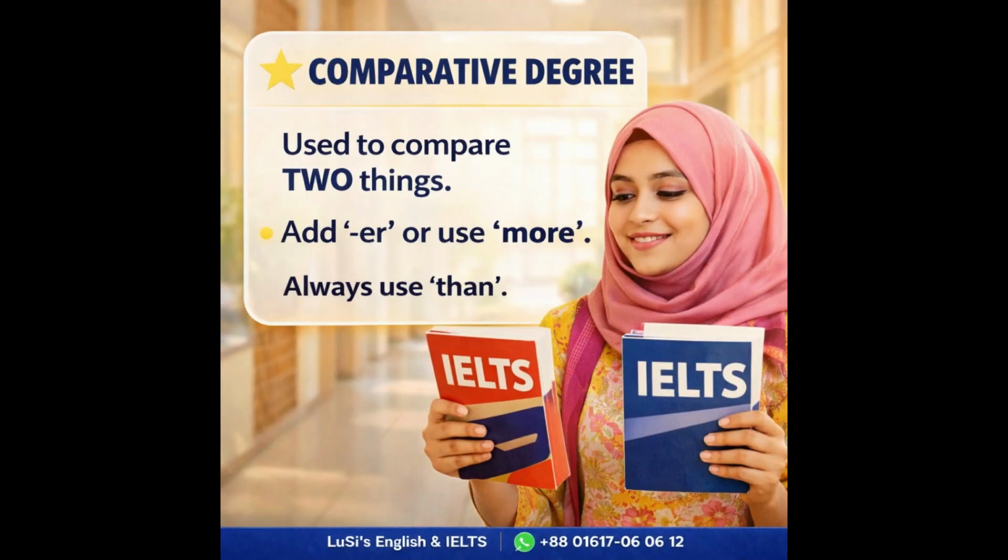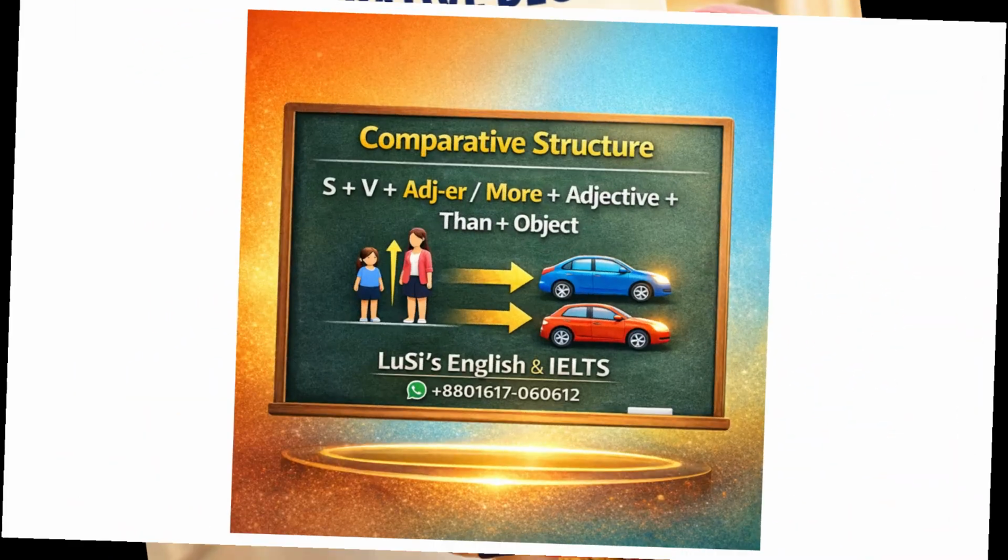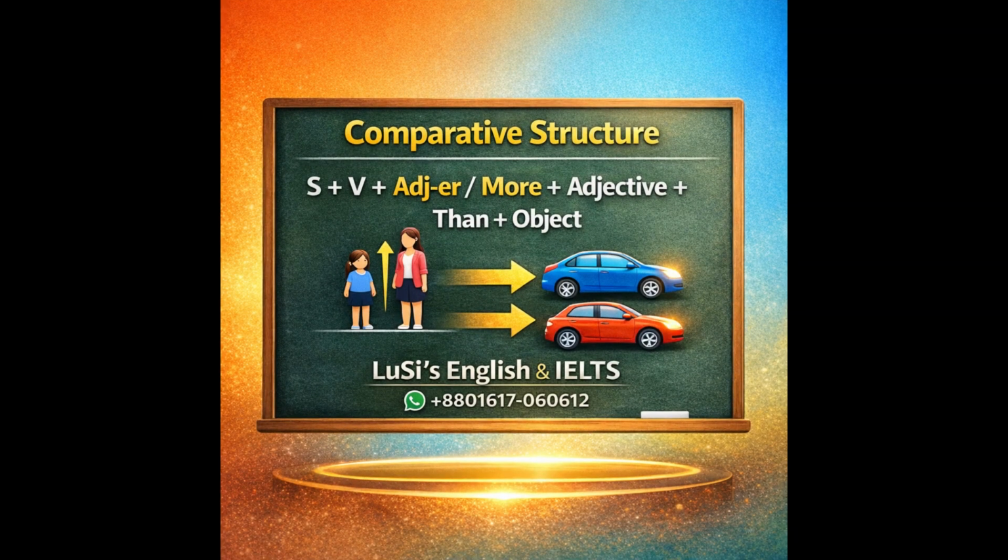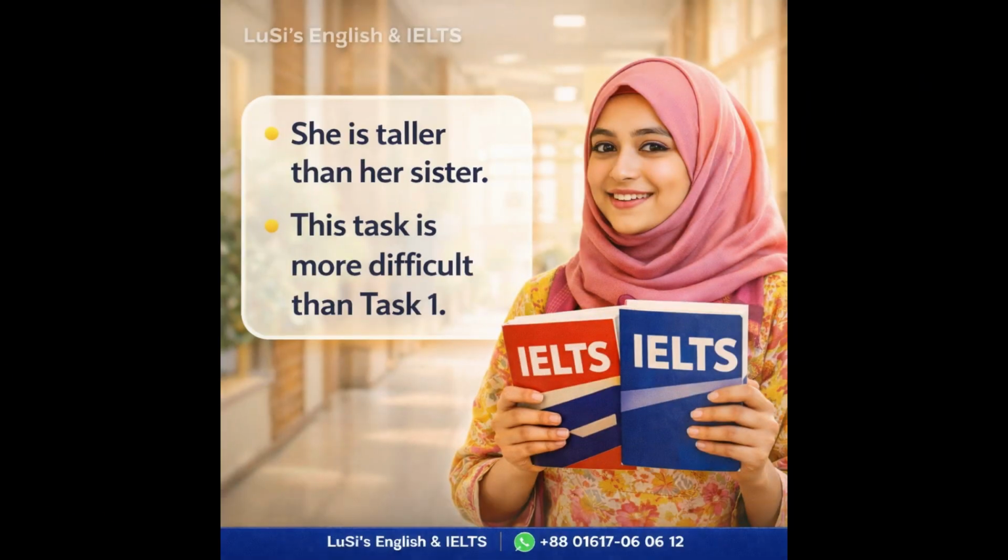Next comes the comparative degree. The comparative degree is used to compare two things. Comparative degree te দুটো জিনিসের মধ্যে তুলনা করা হয়. And the structure is subject plus verb. Here we use be verb like am, is, are, was, were, plus adjective with er or more plus adjective, plus then, plus object. For example, she is taller than her sister. The task is more difficult than task 1.